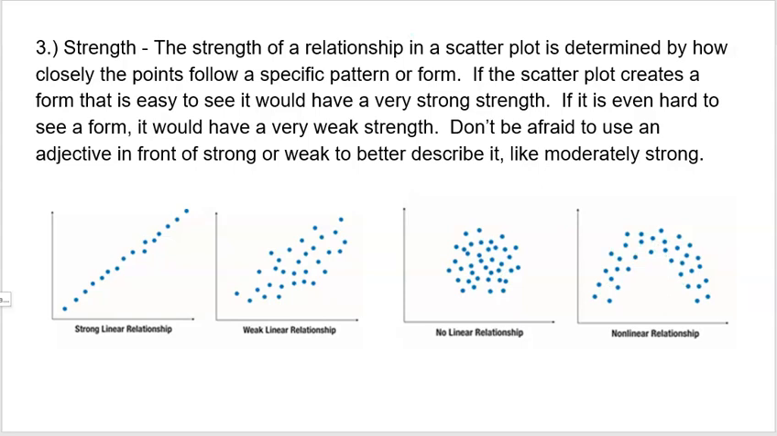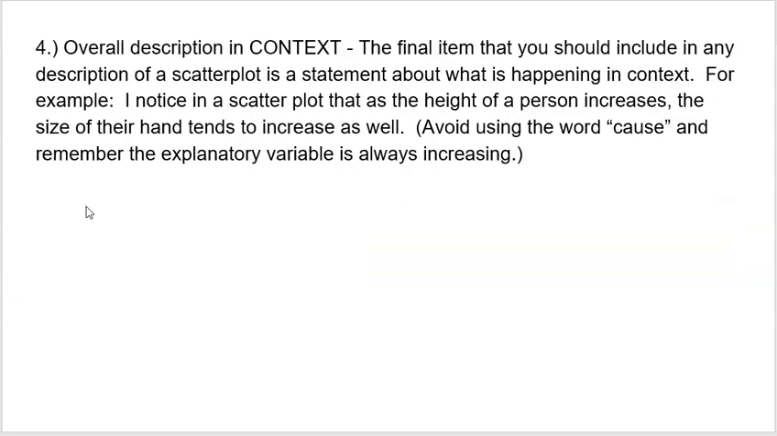So strength is a little bit vague right now. We're just kind of saying, hey, if you see a form, how strong is that form? How close do the points make that form that you see? All right, now the last thing you have to have, and for some reason I can't believe how many students forget this, is an overall description in context. So the final item should include a description of your scatter plot in context. For example, I notice in a scatter plot that as the height of a person increases, the size of their hand tends to increase. Okay, avoid using the word cause.